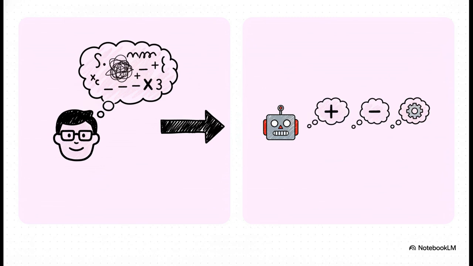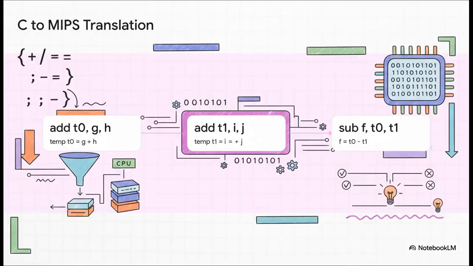But for a computer? Whoa, no way. This is way too much to handle all at once. It has to be broken down. And here's exactly how the compiler does it. See, it takes our one line and turns it into three separate simple instructions. First, it adds G and H, and it sticks that result in a temporary little scratch pad it calls T0. Then it does the same for I and J, and puts that result in another spot, T1. And only then, as the very last step, does it subtract those two temporary results to get our final answer, F. So one complex human thought just became three dead simple machine steps.